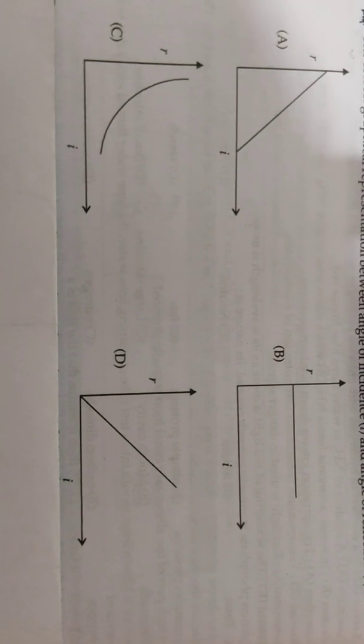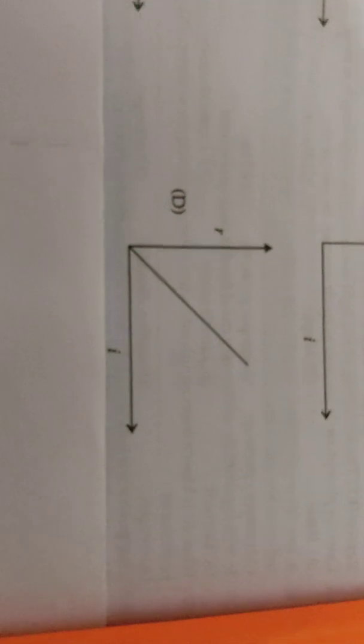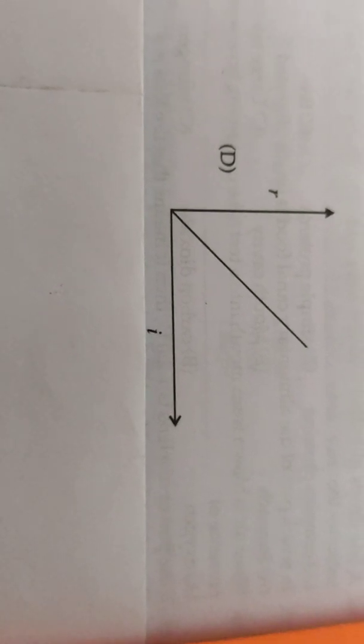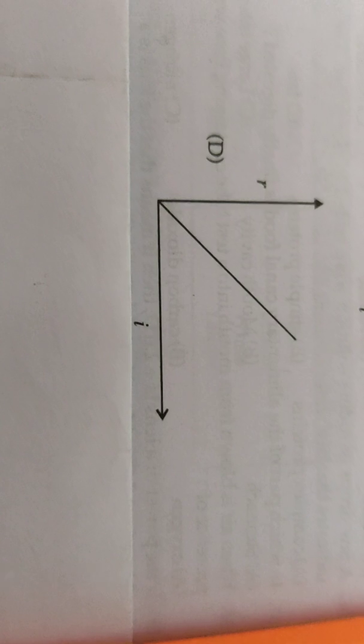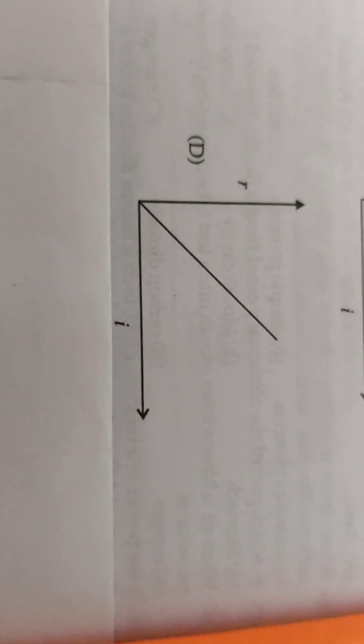It means if we choose any point on the graph, then I is equal to R for each point. And this is as per one of the laws of reflection. So D is the correct option.